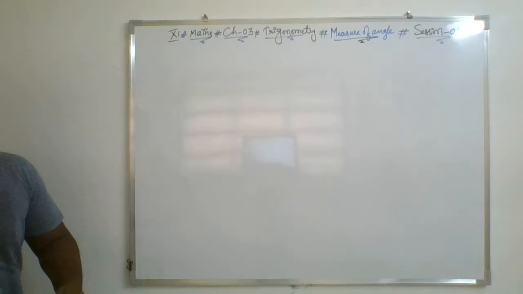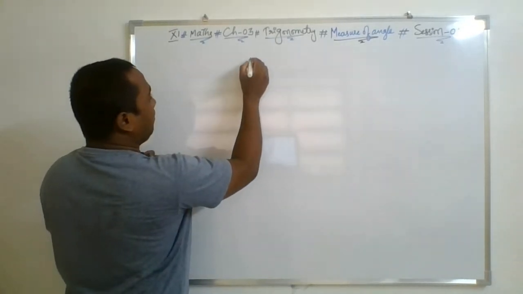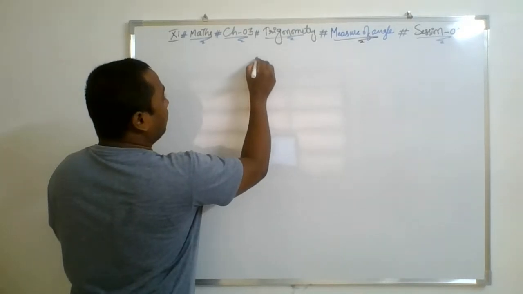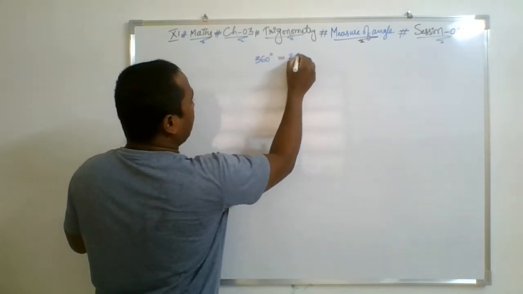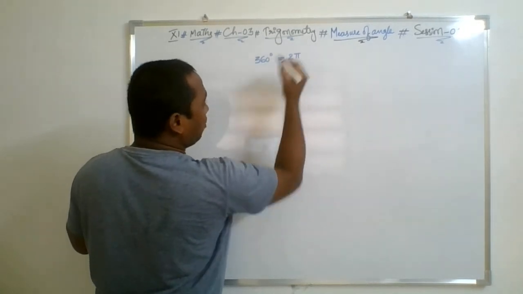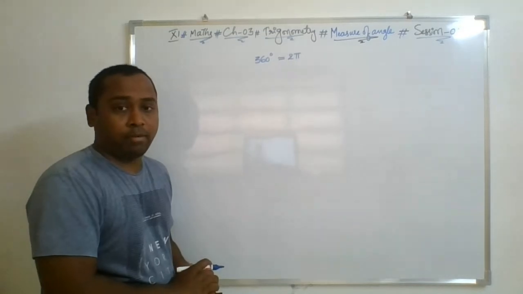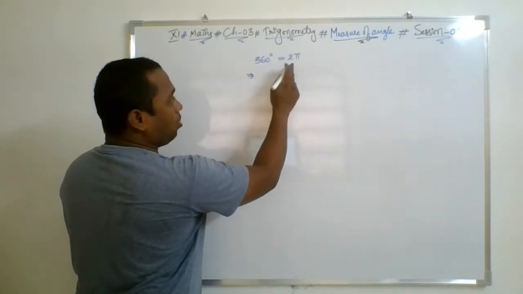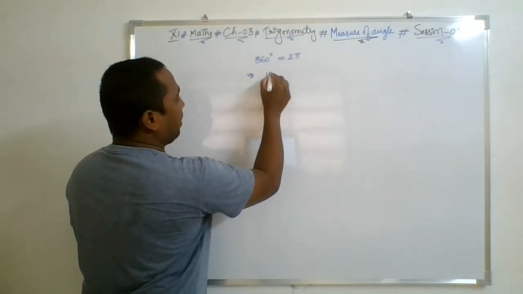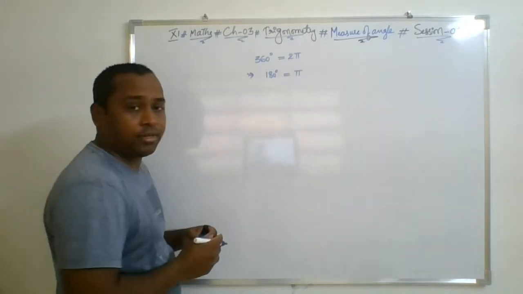Now I am taking the condition we have derived finally. A 360 degree angle is nothing but 2 pi radians. I am not writing the small c over the pi; it means that it's radian measure by default. If I divide by 2 on both sides, it implies that a 180 degree angle means pi radians.